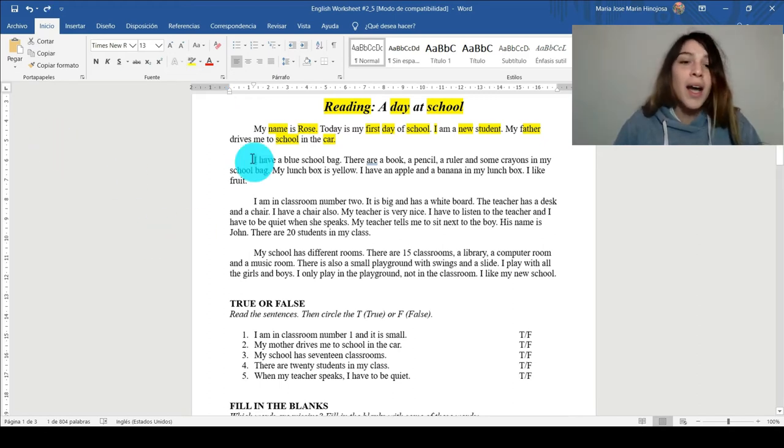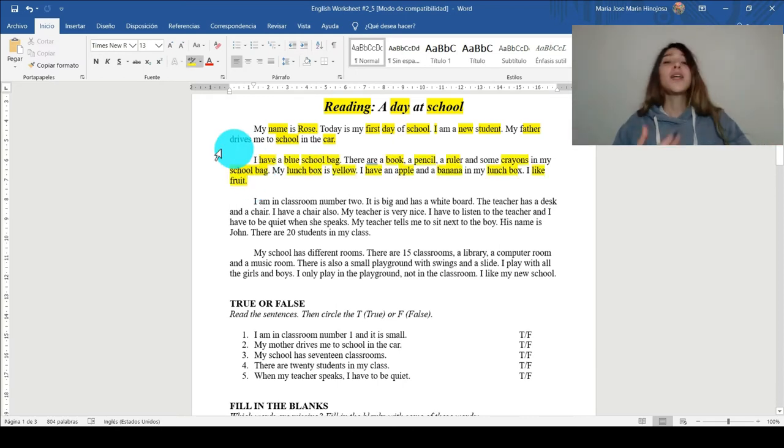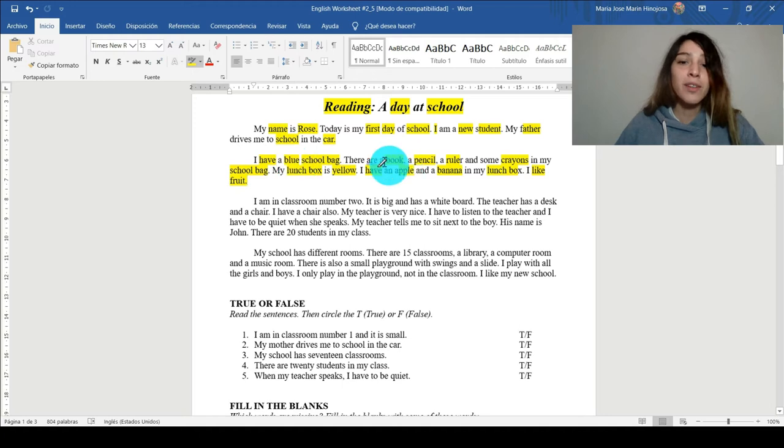Let's continue. I have a blue school bag. There are a book, pencil, ruler, and some crayons in my school bag. My lunchbox is yellow. I have an apple and a banana in my lunchbox. I like fruit. I highlight the words I know, las palabras que conozco. If I read the whole words in Spanish, it says, tengo mochila azul, libro, lápiz, regla, crayones, mochila. Lonchera amarilla, tengo manzana, lonchera.